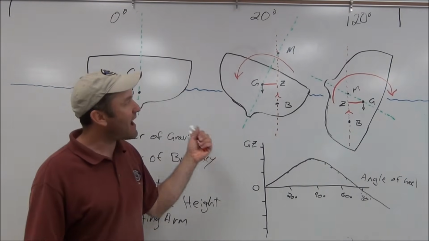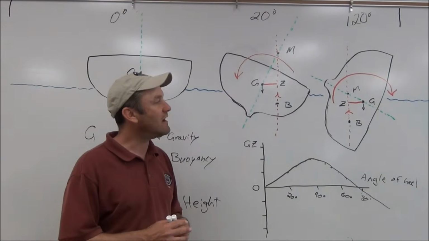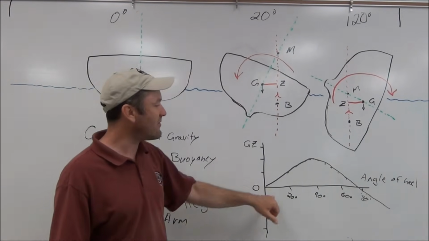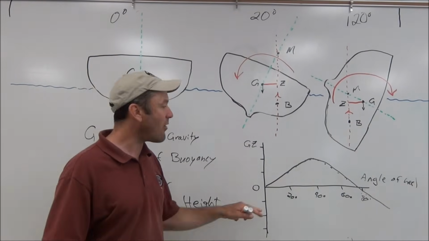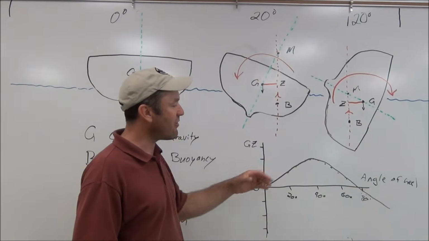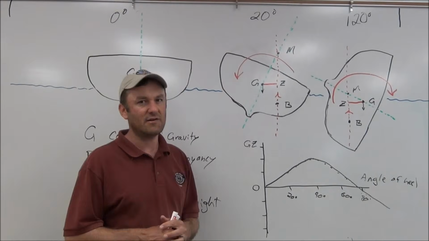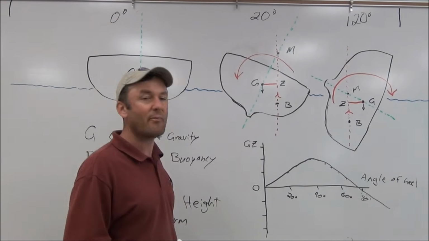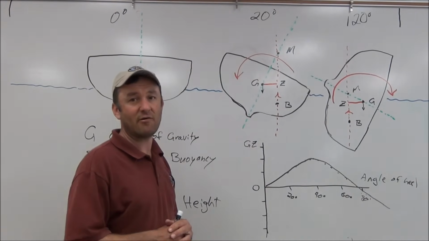So that's basically how stability works. That's how buoyancy and gravity interact to determine stability. And this is how we can determine a vessel's stability characteristics, or how we can look at a vessel's stability characteristics. So this can be important in getting to know a vessel and what her capabilities are going to be from a stability standpoint when you take her out in the water.